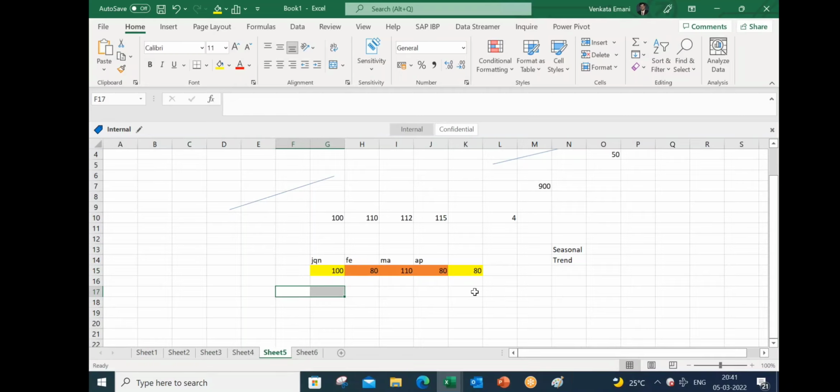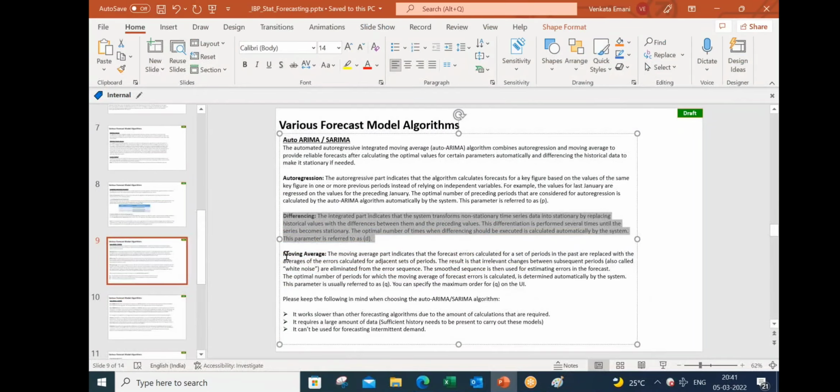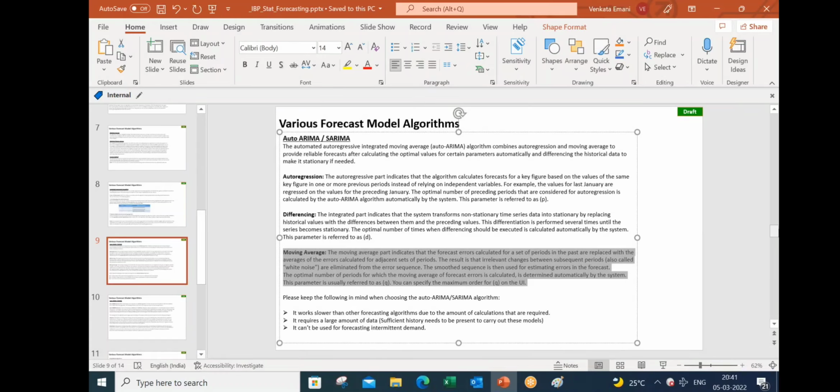Non-stationary means if I have 100 in one bucket, I have 900 in another bucket, or some change is happening. Non-stationary means my history is varying a lot. So it will try to calculate some differences between those things. After that it will do moving average based on everything, and it will give a forecast based on all these calculations.